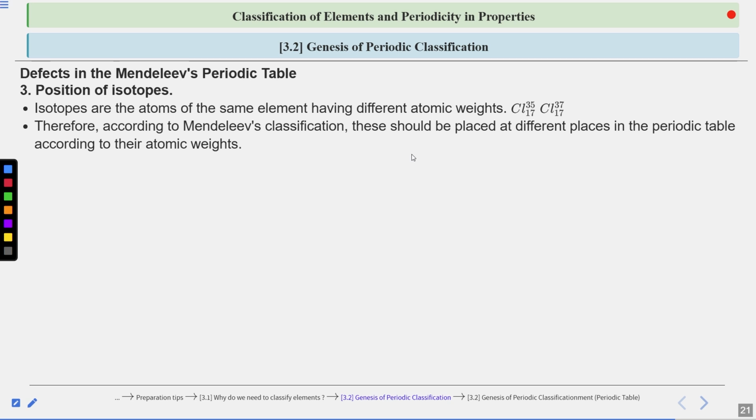So, according to the Mendeleev classification, these should have been placed in two different places. Listen very carefully. Both the isotopes have different atomic weight. If they have a different atomic weight, then they should have different positions, because Mendeleev said that you should arrange the elements in the increasing order of the atomic weight. But it is not so, because they both have the same chemical properties. We have learned about it in the atomic structure chapter, where we saw that isotopes have the same chemical properties. So there was a problem with this atomic weight.